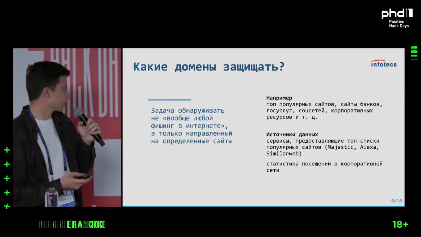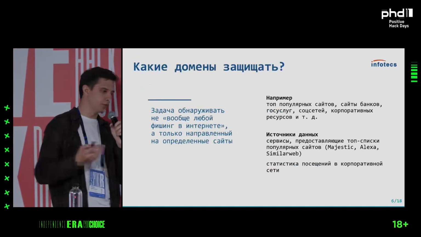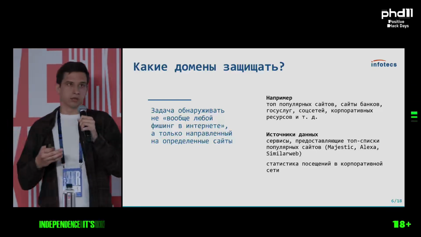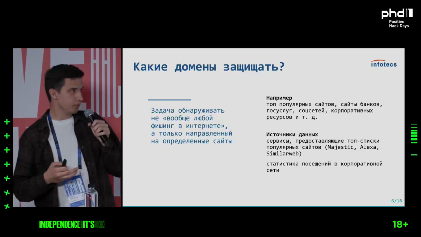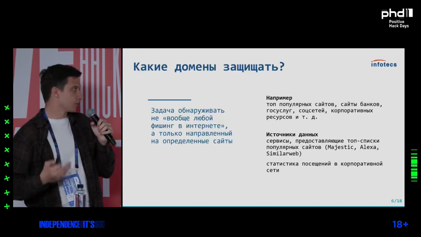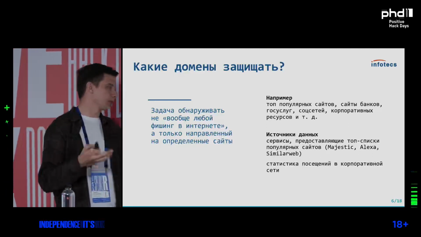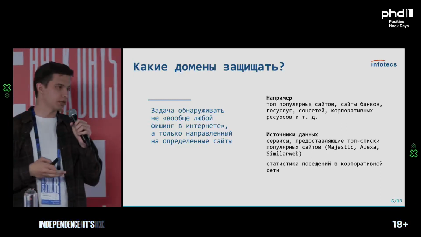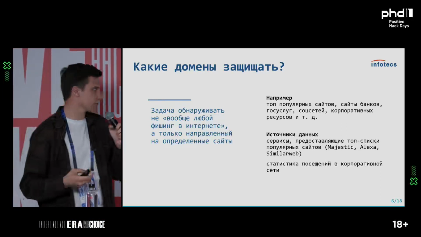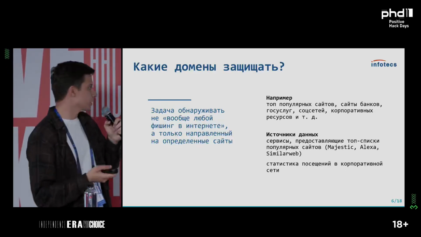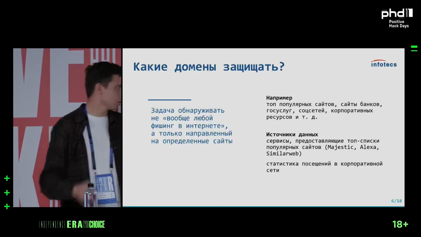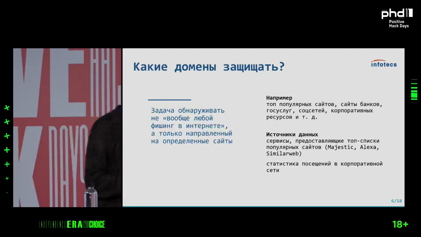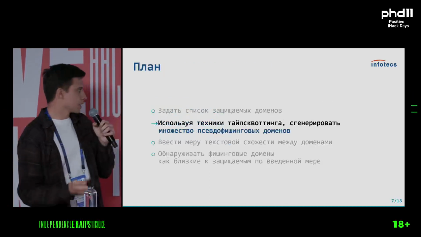First of all, if we create a list of domains to protect, what should we focus on? We should not focus on everything on the internet, but probably on some important sites, right? Whether it's top sites, popular sites, banking sites, government services, corporate domains, the sources might be different: top lists from companies like Majestic, Alexa, etc., or usage statistics.